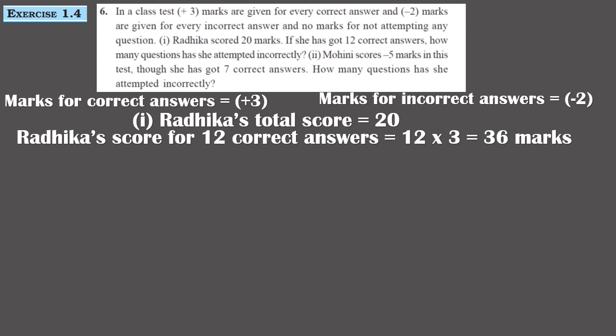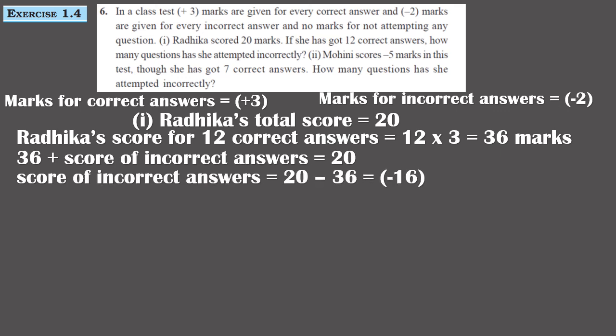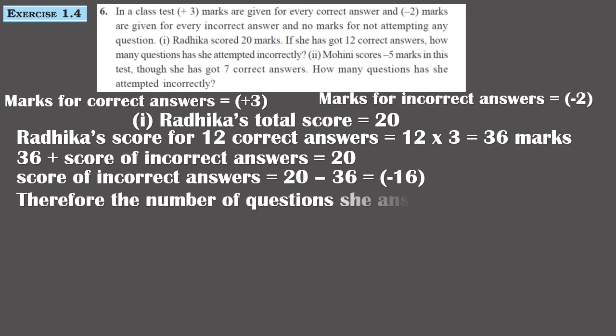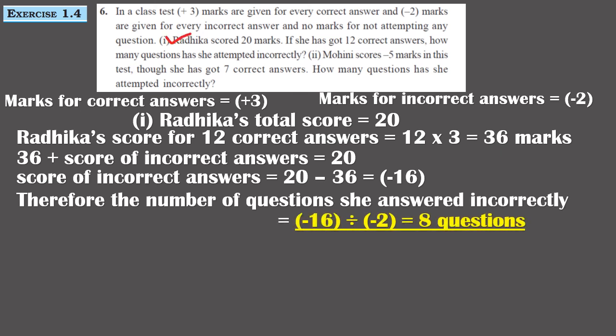But she got only 20 marks. So 36 plus the score of incorrect answers makes it 20. That means the score of incorrect answers is 20 minus 36, that is minus 16. So given minus 16, how many answers did she attempt incorrectly? Because each incorrect answer is minus 2 marks. So how many minus 2 are there in minus 16? So the number of questions she answered incorrectly will be negative 16 by negative 2. That is 8 questions she answered wrongly.